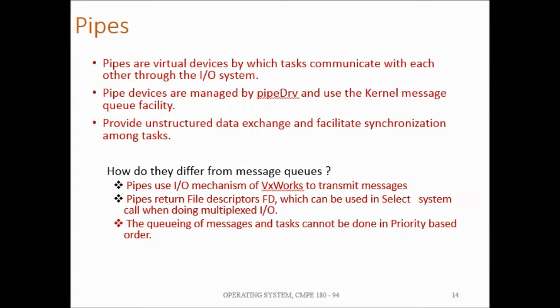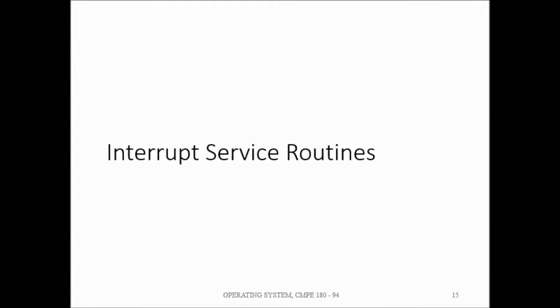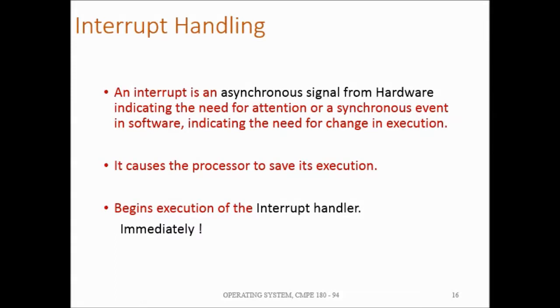So coming to interrupt handling, an interrupt is an asynchronous signal from hardware indicating the need for attention or a synchronous event in software indicating the need for a change in execution. An interrupt holds the highest priority. So whenever an interrupt comes in, the CPU will save its current executing process state and it will handle the interrupt. Now let's have a look at how the interrupt is actually handled.